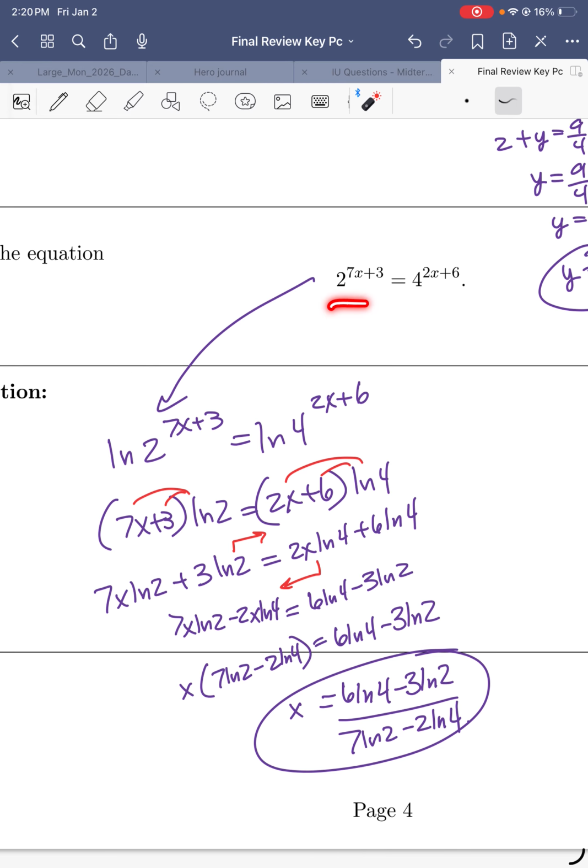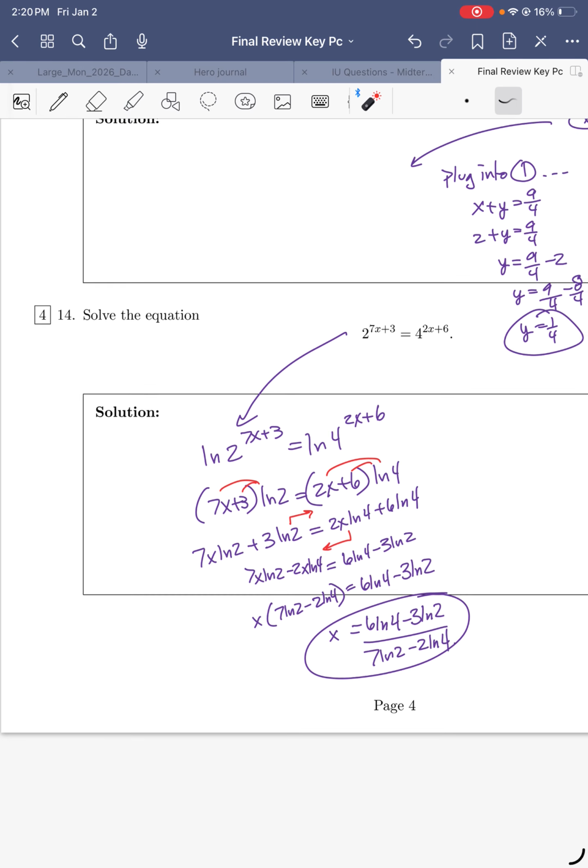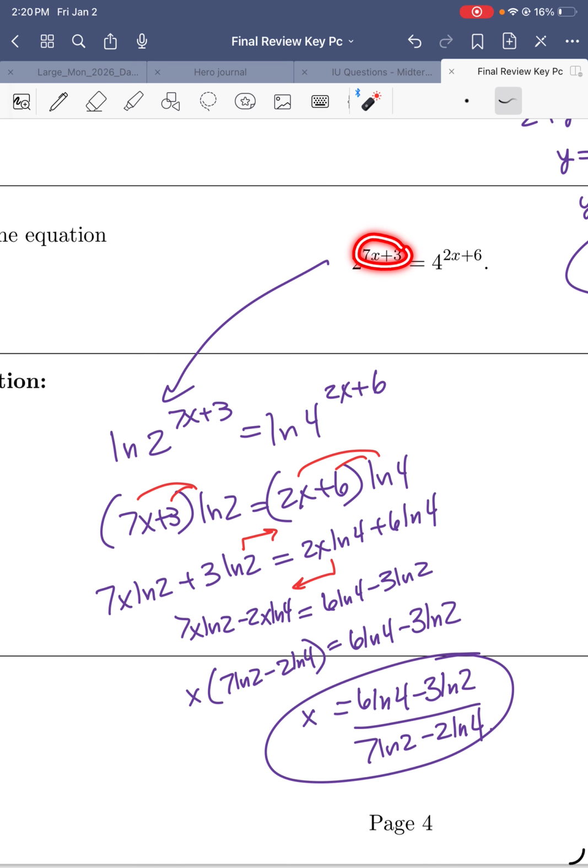Here you go. I have an exponential equation that I'm trying to solve. I want to get this down out of the exponent, so I know that I take the natural log of both sides. That means this can come down here, and this can come down here.